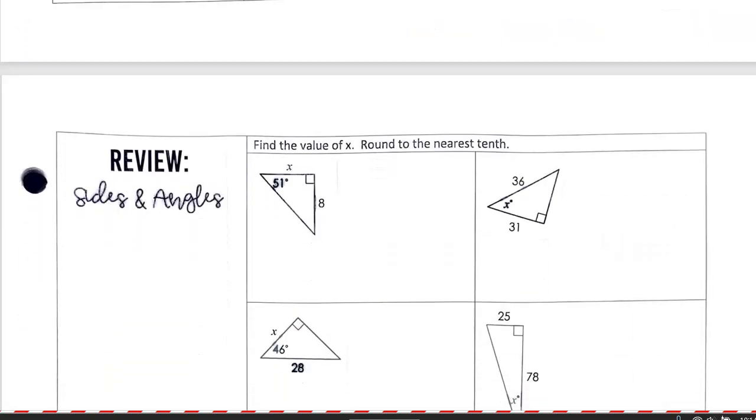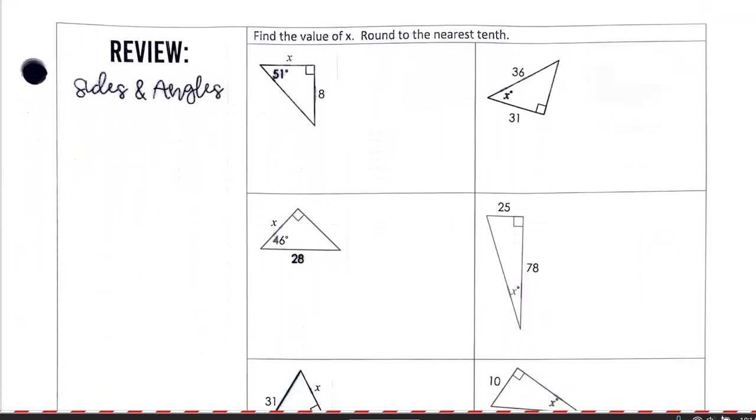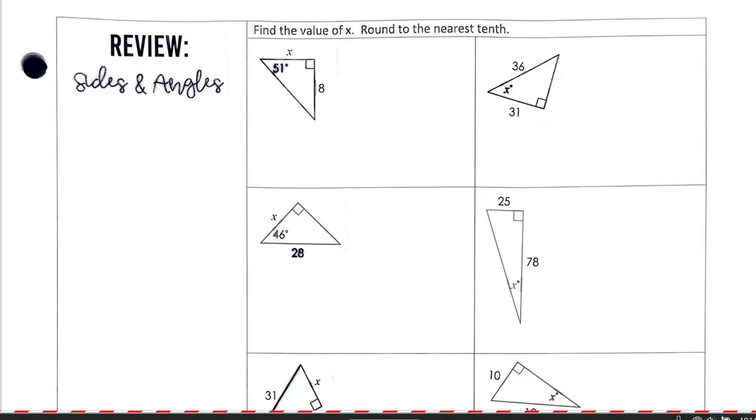Okay, so let's just do a review. Now let's say you're not told whether it's a missing angle or a missing side, and we just want to use sine, cosine, tangent to find whatever is missing. All right, so let's look at our first example.